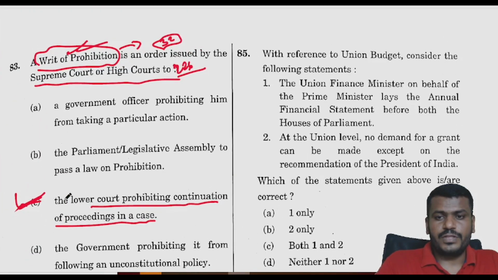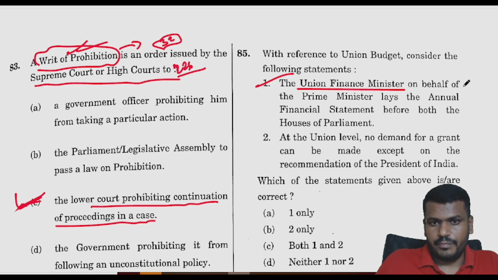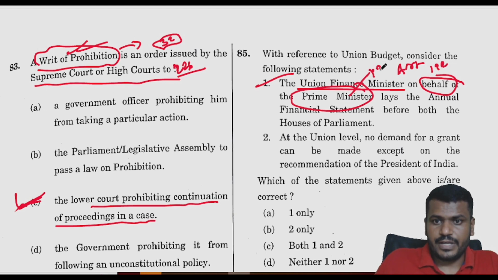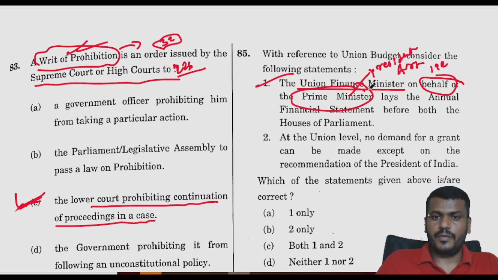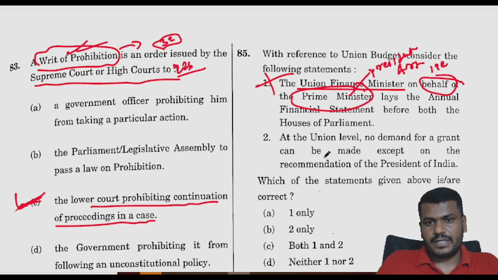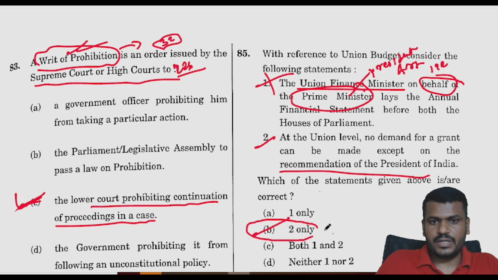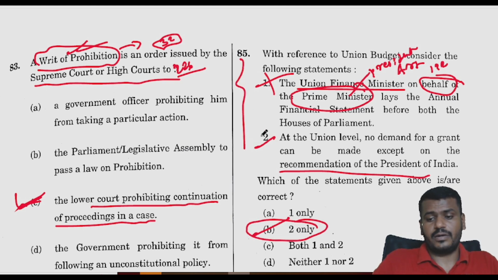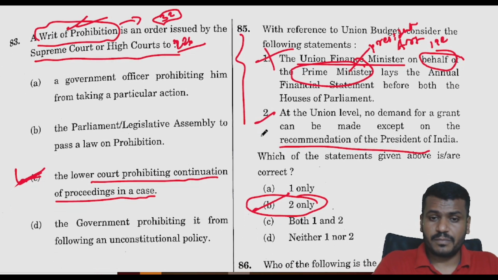Okay, next, with reference to the union budget, consider the following statements. First statement, the union finance minister on behalf of the prime minister lays the annual financial statement before both houses of Parliament. No guys, Article 112 of the Indian Constitution talks about the budget on behalf of the President of India. It should be the President of India, not the Prime Minister. So that's why the first statement is wrong. Second statement, at the union level, no demand for grants can be made except on the recommendation of the President of India. That second statement is correct. So only 2 is the right answer. See, some people might have made a mistake while answering this question, and no mistake should be made. Please read the question properly.